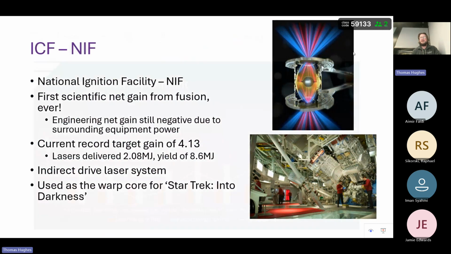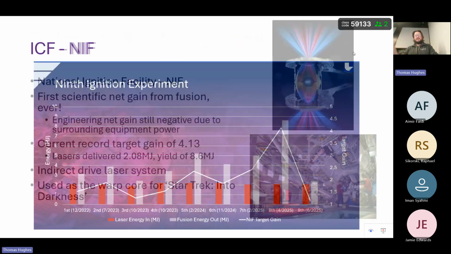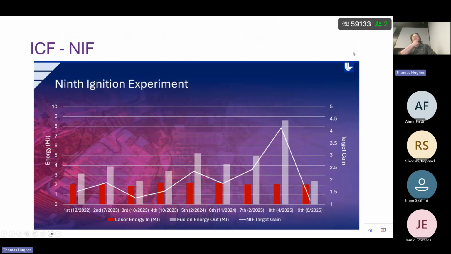But yeah, so this is a list of some of their previous experiments. So you can see in red, you've got the laser energy and then the fusion energy out. This is not connected to the grid, by the way, but you can see the trend is going upwards. Well, I can't remember what the experiment was for their 9th run, and I just can't remember why it's so low. But you can see you're getting about 4 times as much fusion energy out as you're putting in.